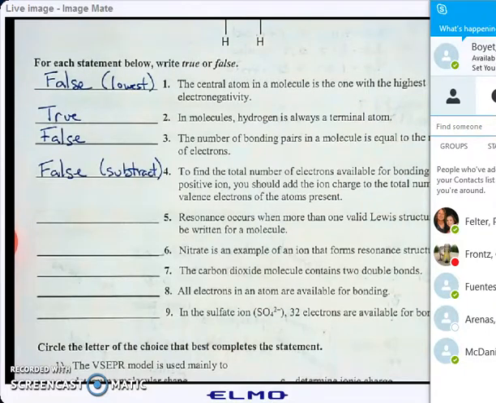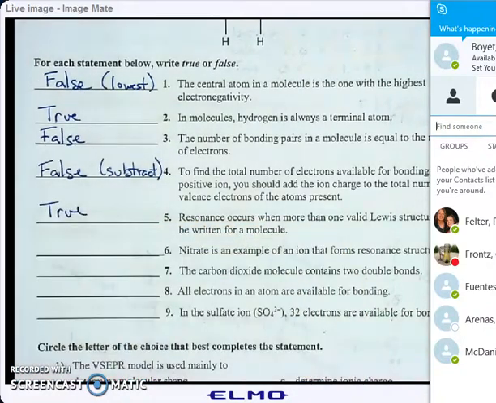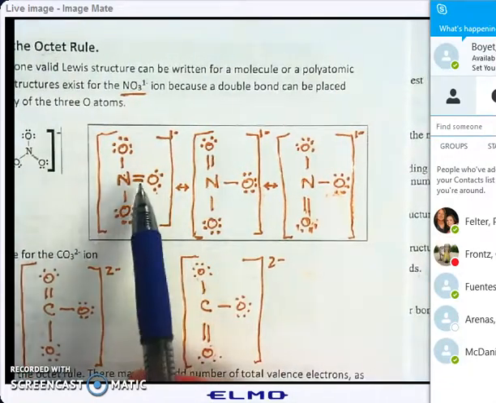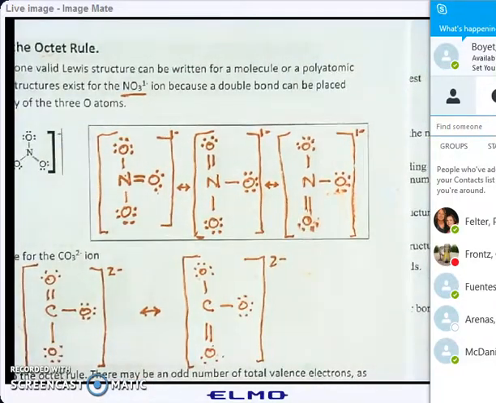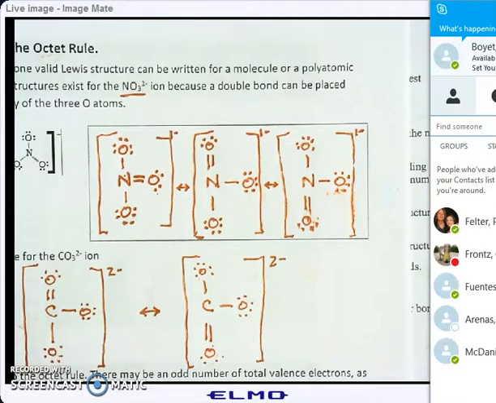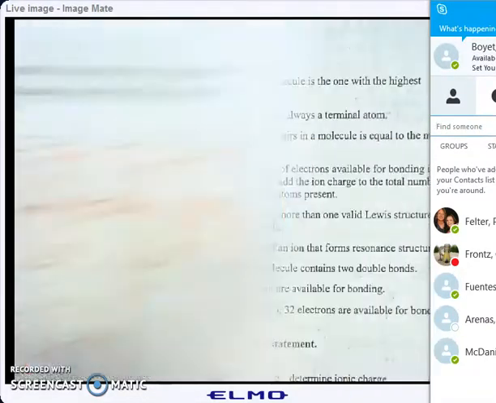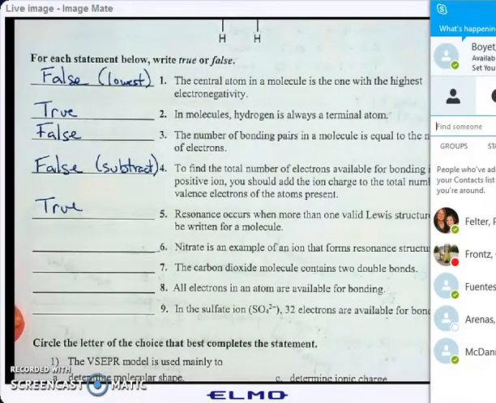Yes, you get 50-50. True. Okay, resonance does occur. If you remember, we did resonance. This is the nitrate ion. The double bond could be here, it could be here, or it could be here. All 3 are valid structures, and they all exist at the same time. So that's an example of resonance. Number 6.